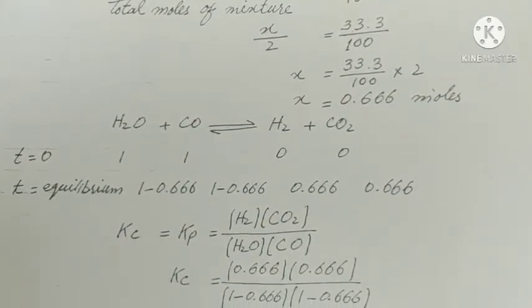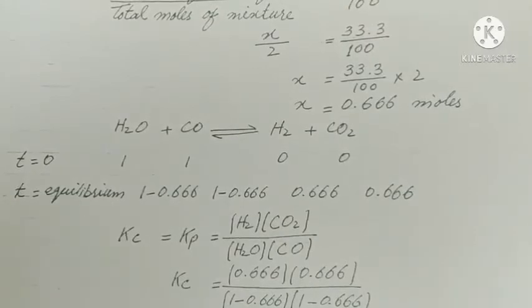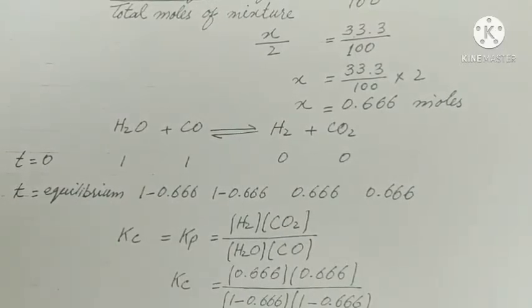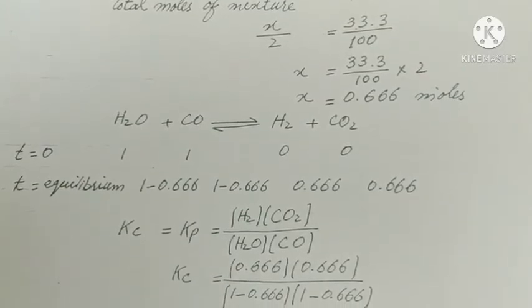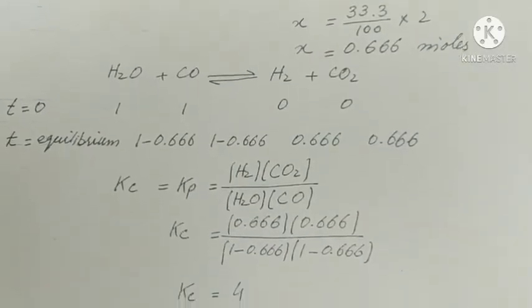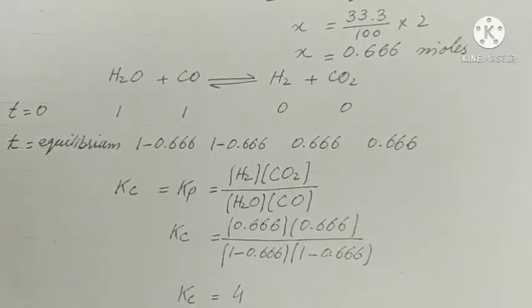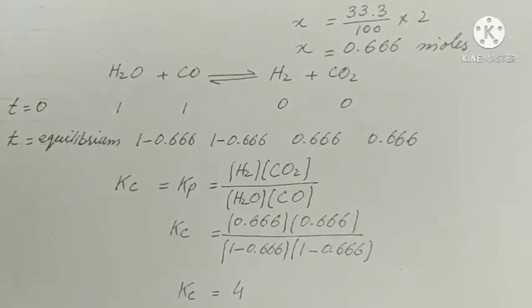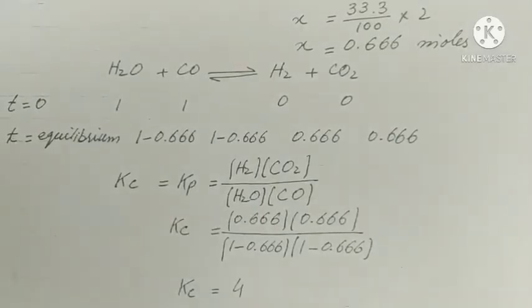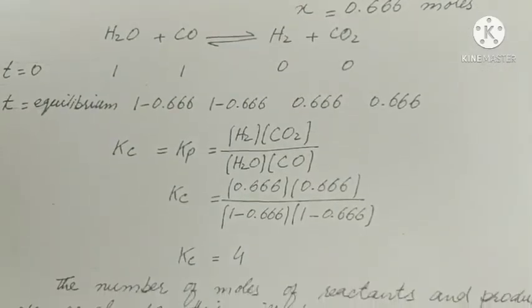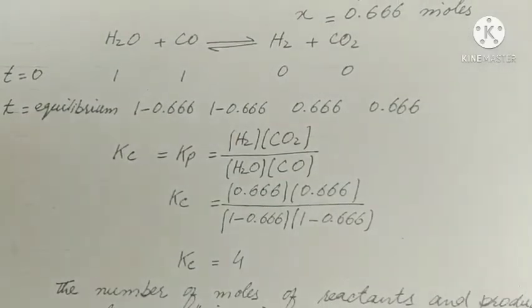Kc is equal to Kp because the expression for both is the same. H2 into CO2 divided by H2O into CO, the values are given. We will put the values. H2 is 0.666 into CO2 is also 0.666, and H2O is 1 minus 0.666 and CO is 1 minus 0.666. So Kc is equal to 4.